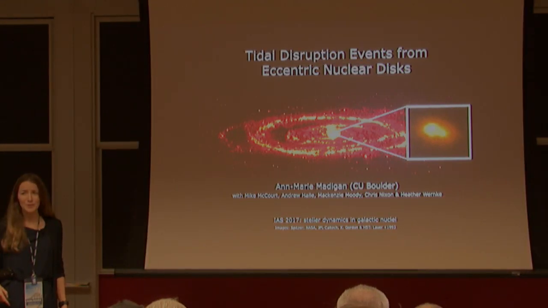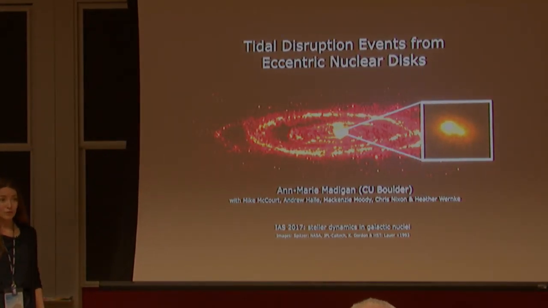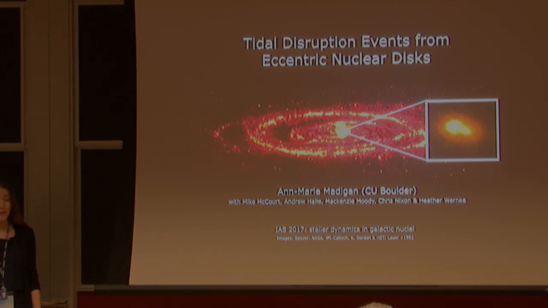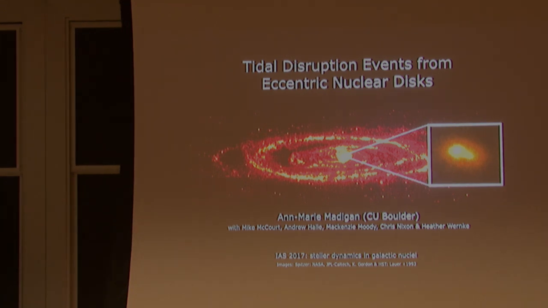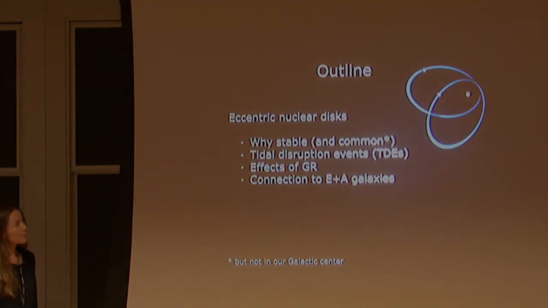Here is a beautiful Spitzer image of Andromeda Galaxy. So this is dust. But zooming into the center, this is just a couple of parsecs. This is a Hubble image of the starlight, and you see this double nucleus, which you can get from an eccentric nuclear disk, but I'll explain that in one moment.